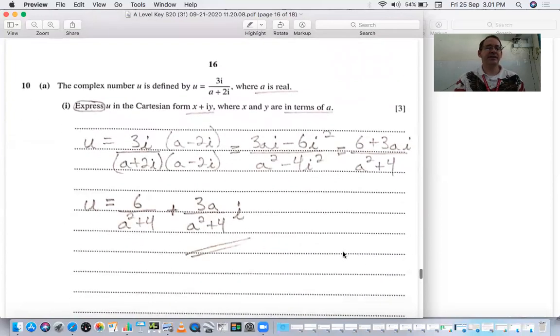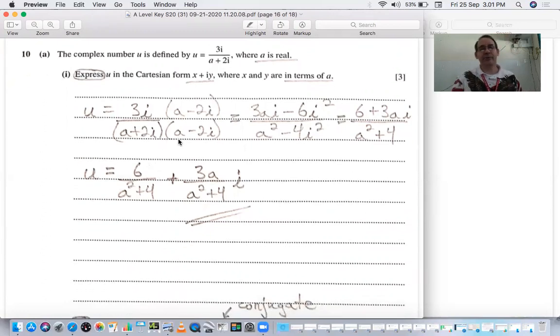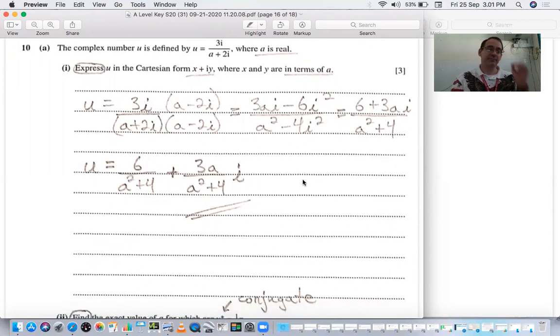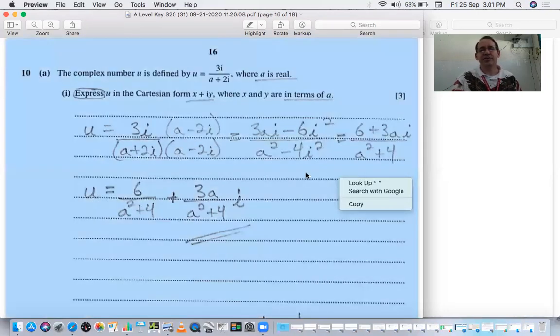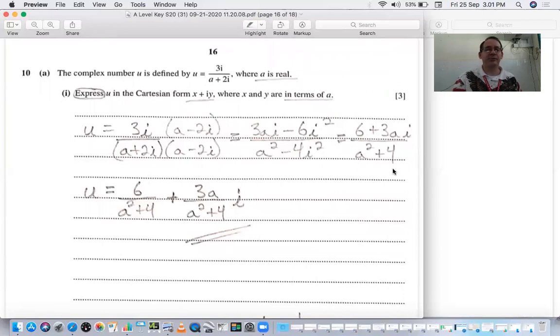Number 10, we get into complex numbers. A complex number U is defined by U equals 3i divided by a plus 2i, where a is real. Express U in the Cartesian form x plus iy, where x and y are in terms of a. In other words, they don't want this big fraction here. You can have individual fractions, but we need to basically rationalize the denominator. So since we have a plus 2i, we're going to multiply top and bottom by a minus 2i. When we multiply by a minus 2i, we get 3ai minus 6i squared over a squared minus 4i squared, which reduces to 6 plus 3ai over a squared plus 4.